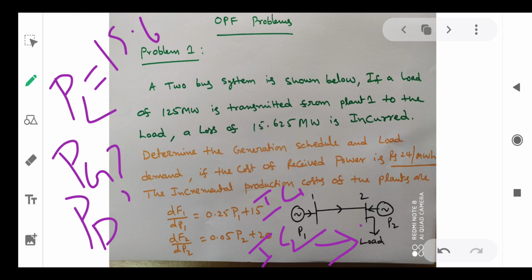PL is given. If the load of 125 megawatts is transmitted from 1 to 2, this is the loss, from which you can find out the B coefficients. The load is located at plant 2, and hence the loss coefficients related to the second bus are equal to 0, and hence there is only one loss coefficient, that is B11. So let us obtain B11 from the loss equation.